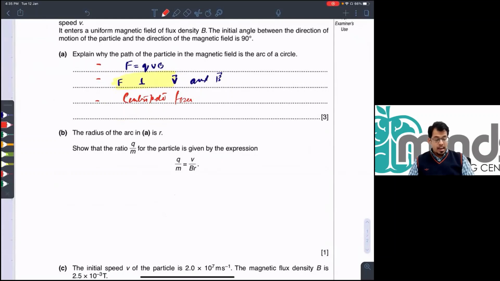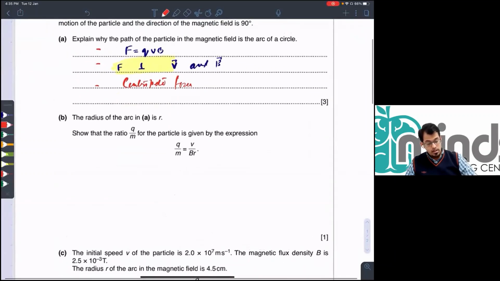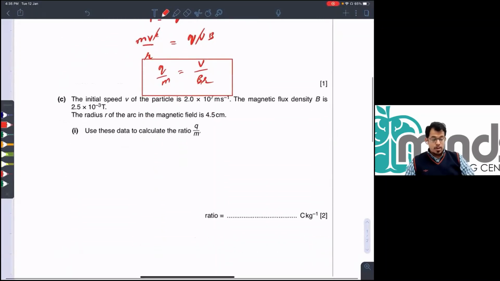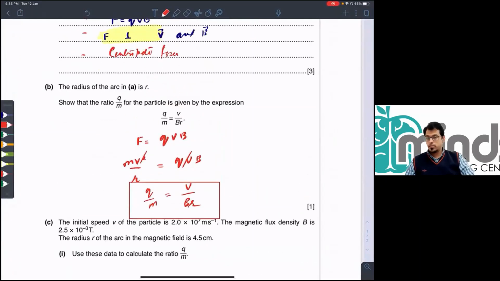The radius of the arc in A is r. Show that the ratio q by m for the particle is given by the expression. So we know that F is equal to qvB. This F will behave like a centripetal force, so mv squared over r. The v and one v cancel. So if we need the value of q by m, it becomes v over Br. It was pretty simple. How many of you did the same working?